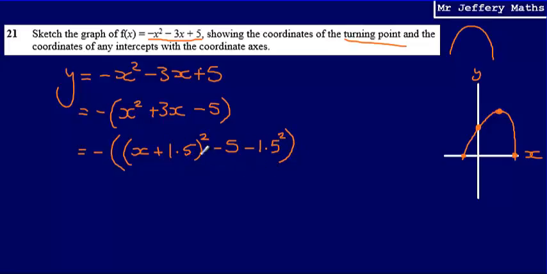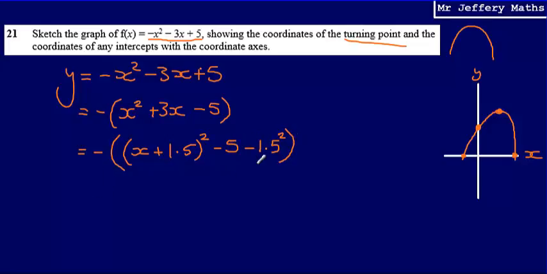So we have completed the square here, and all that's left for us to do, and just to reiterate here, if I was to now expand this and simplify it, it would come back to x squared plus 3x minus 5. So what I've written here, x squared plus 3x minus 5, that is exactly the same as x plus 1.5 all squared minus 5 minus 1.5 squared.